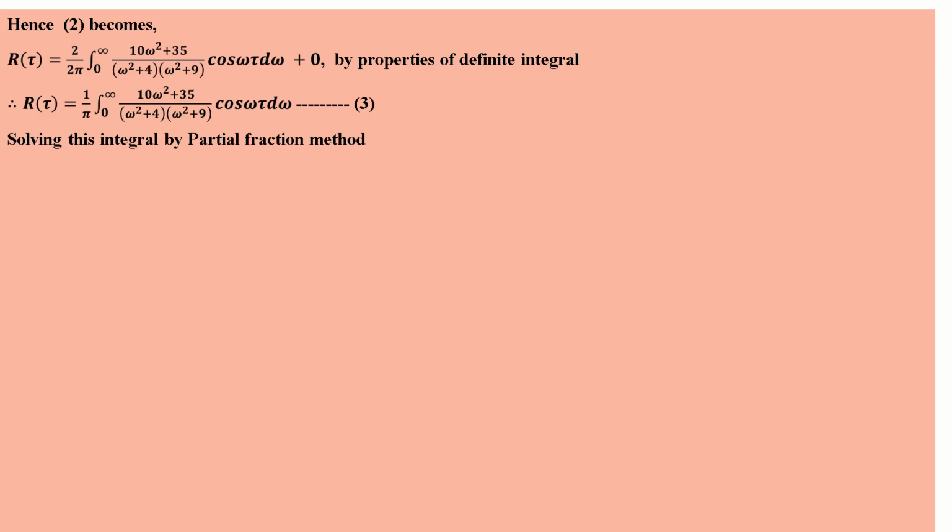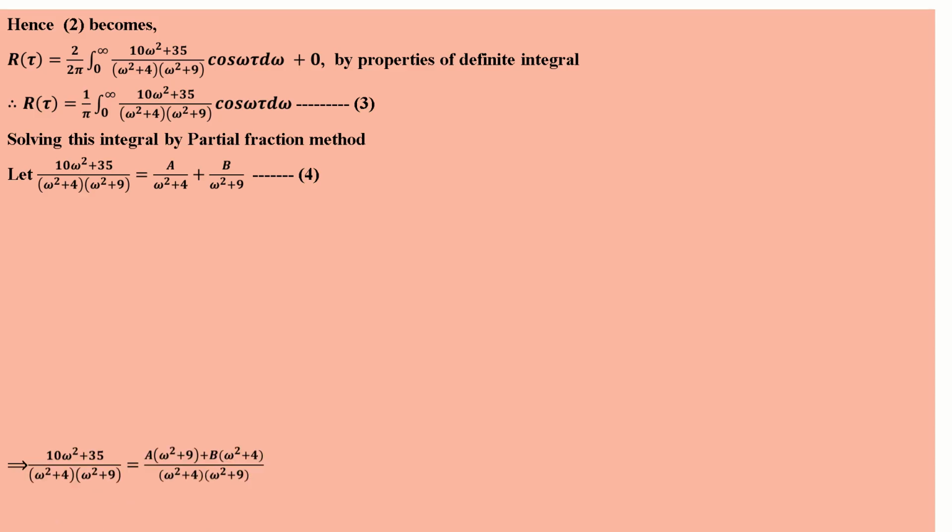Now we take that value (10ω² + 35) / ((ω² + 4)(ω² + 9)). We are going to use partial fractions to split the total rational function. Let us take (10ω² + 35) / ((ω² + 4)(ω² + 9)) equal to A/(ω² + 4) plus B/(ω² + 9). Equation number 4.